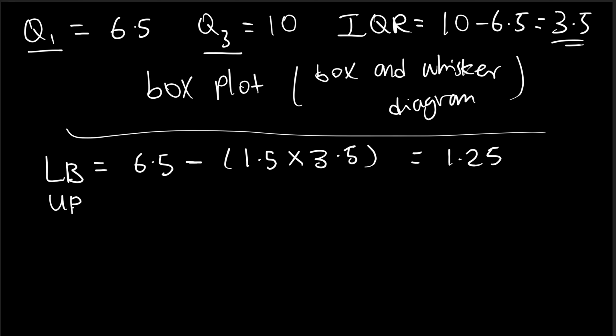What's our upper boundary going to be? We're going to take our upper quartile, which is Q3, 10. Because it's the upper, we're going to add this time. Same, 1.5 times our interquartile range of 3.5. And that's going to give us 15.25.